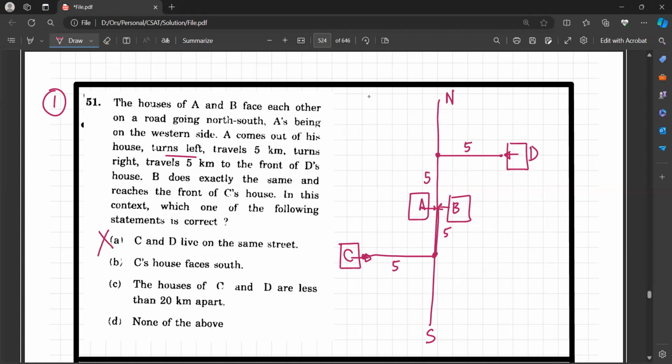No, wrong. C's house faces south? No, it faces east. Wrong. The houses of C and D are less than 20 kilometer apart.